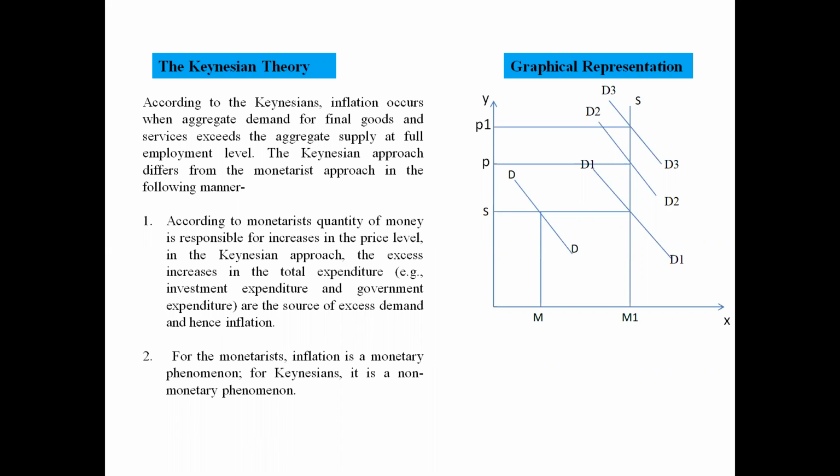According to the Keynesians, inflation occurs when aggregate demand for final goods and services exceeds the aggregate supply at the full employment level. The Keynesian approach differs from the monetarist approach in the following manner. আসলতে Keynes monetarist সকলতকে বেলেগ দৃষ্টিভংগীৰে ডিমান্ড পুল ইনফ্লেশনৰ ধাৰণাটো প্ৰতিষ্ঠা কৰিবলৈ চেষ্টা কৰিছে। According to him, inflation occurs when aggregate demand for goods and services exceeds the aggregate supply at the full employment level.